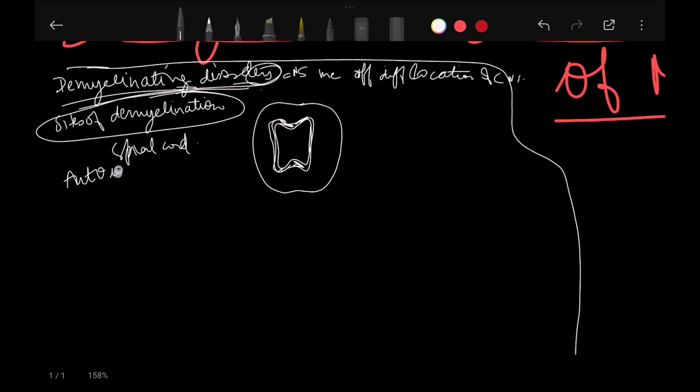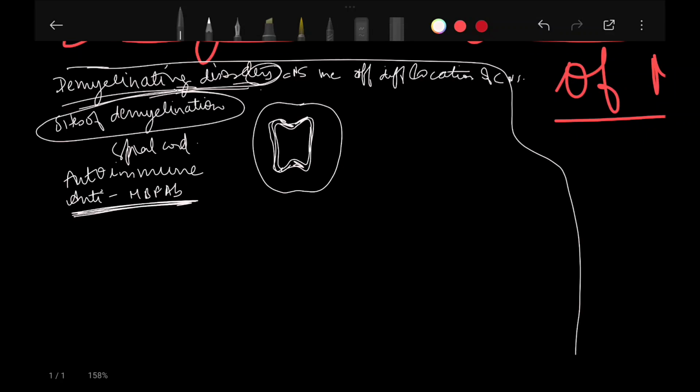It is an autoimmune disorder in which both cell-mediated immunity and humoral immunity are present. Anti-MBP antibody is the most common cause of the development of humoral immunity. Okay, these were the sites of demyelination. The cause is both cell-mediated and humoral, and in humoral we have anti-MBP antibodies.